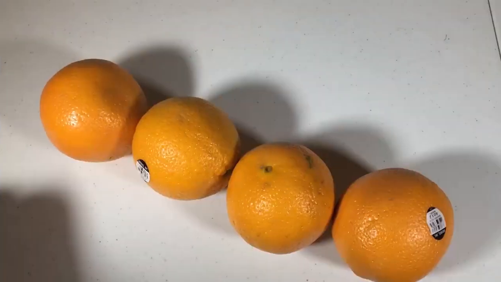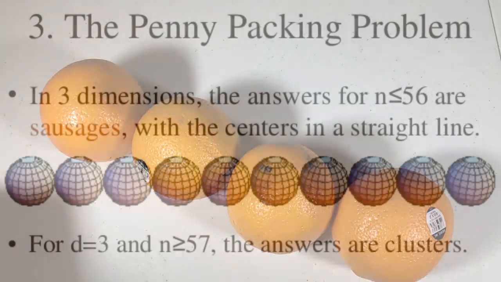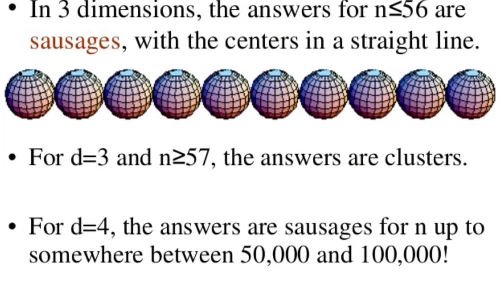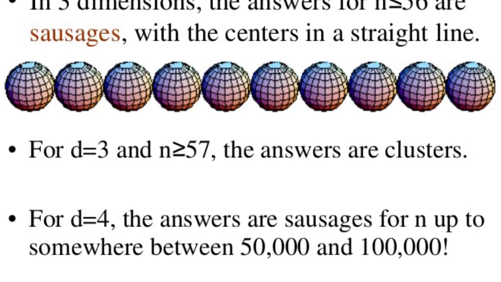Well, it turns out, again, you should arrange them such that their centers are on the same line, until you get to somewhere between 50,000 and 100,000 4-dimensional oranges. Because we have determined that somewhere in that range is when you should finally start to clump them in order to minimize the amount of wrapping paper used.